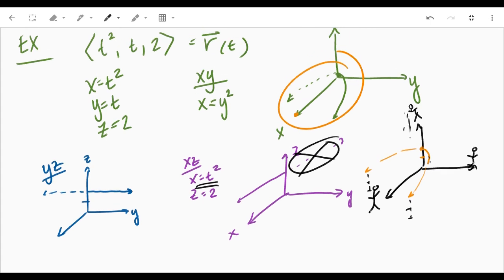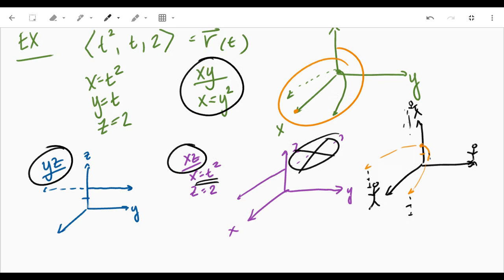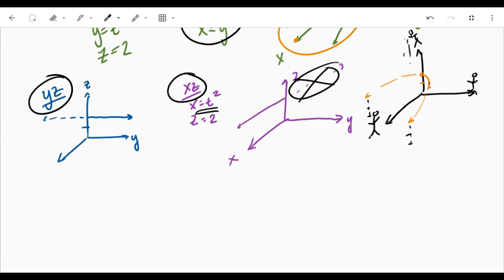Okay, so you got to kind of think about all your 3 different viewpoints of this. If you're standing down the z-axis and looking into it just in the xy plane, if you're standing down the x-axis and looking at it just in the yz plane, if you're standing down the y-axis and only looking in the xz plane. Okay, we'll do another one here.